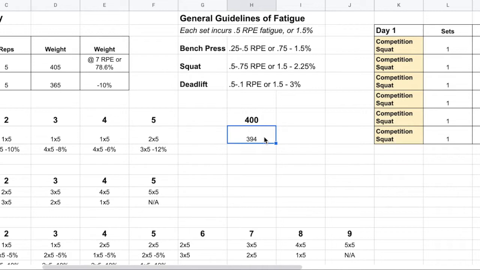So this is very general guidelines, just to give a theoretical concept and how to conceptualize this in your mind when you're thinking about how much should I back off? How should I be programming this?